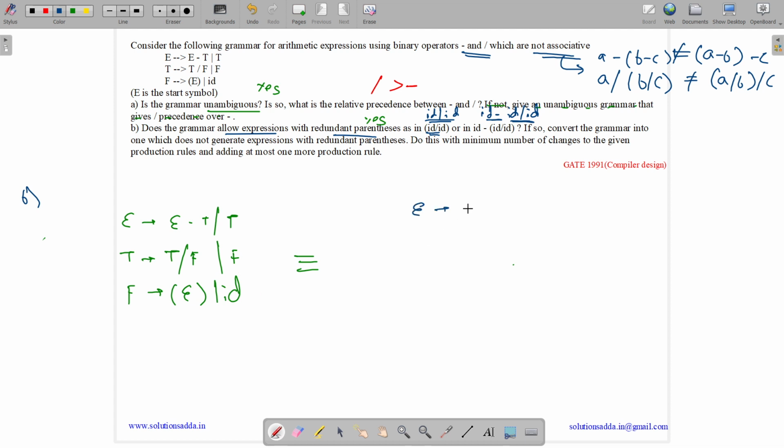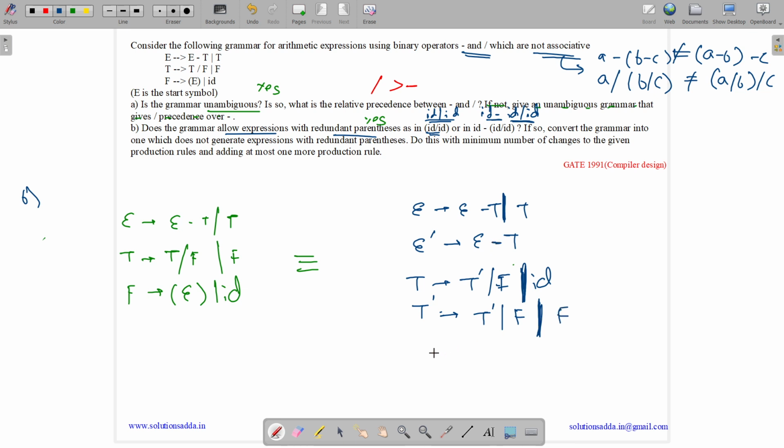Let us suppose we will take it the same, E implies E minus T. With E dash we will also try to generate E minus T, but not T. T can't be generated with this. Now we will have T implies T dash divides F or id, the same over here. And then T dash can also derive T dash divides F. These are pipeline operators, T divide F and F. And then we can have F implies E dash pipeline operator id.